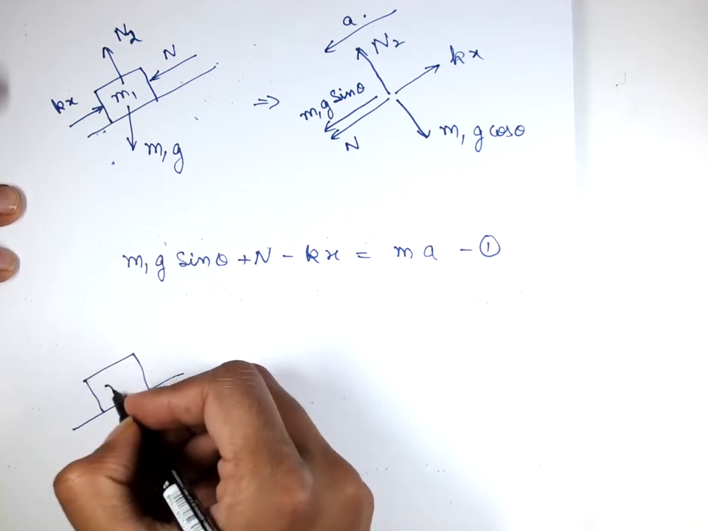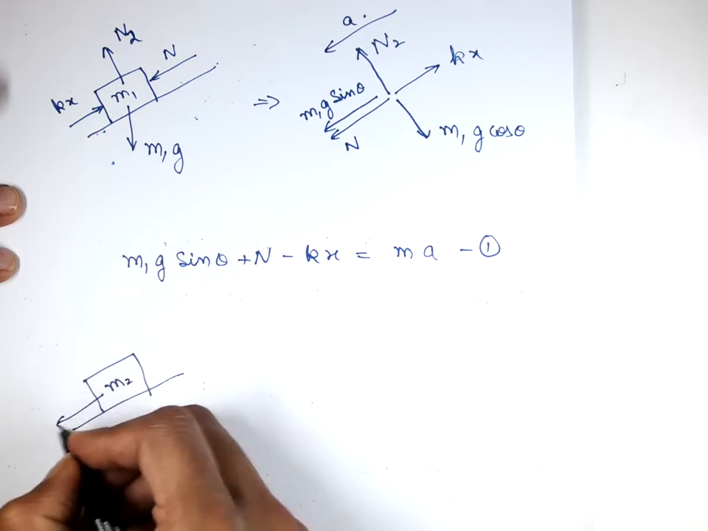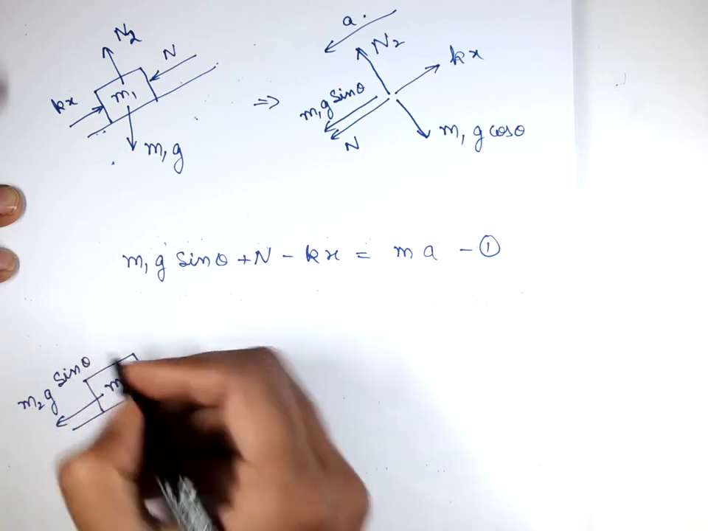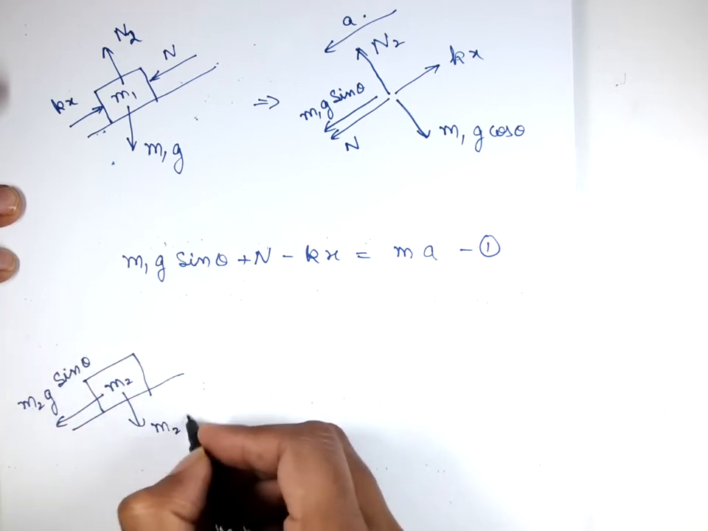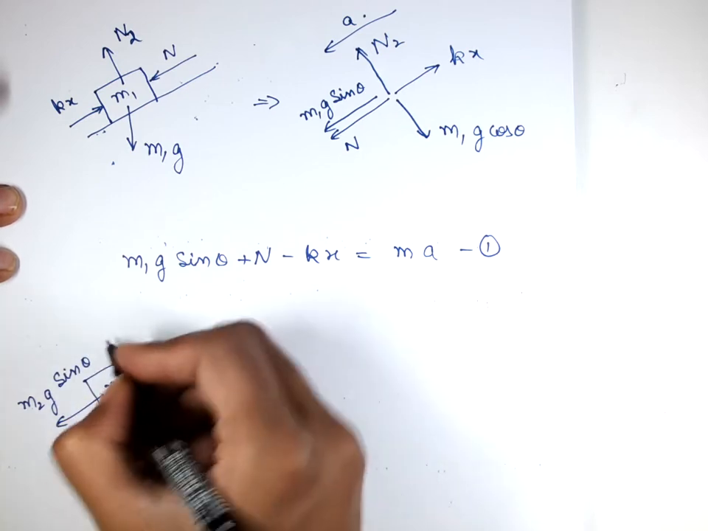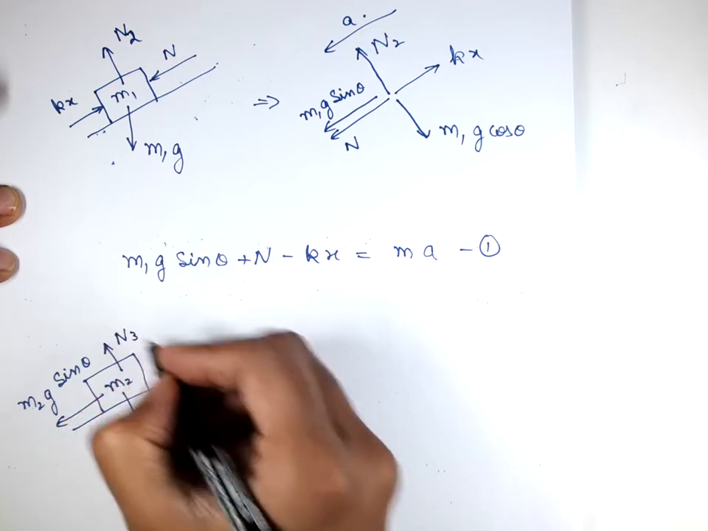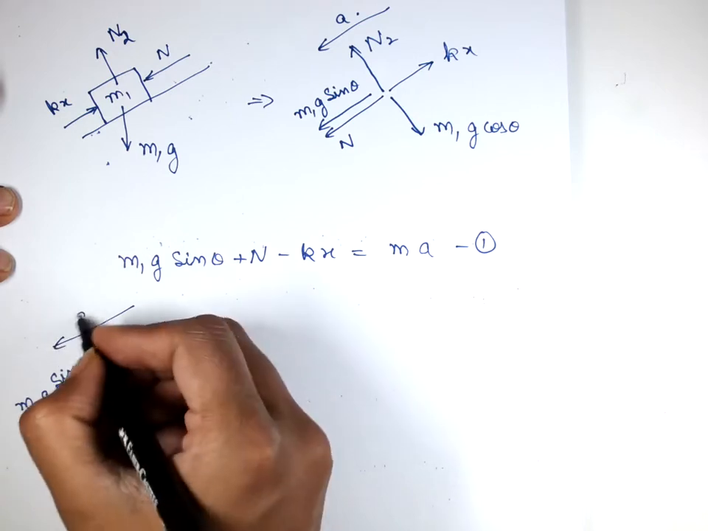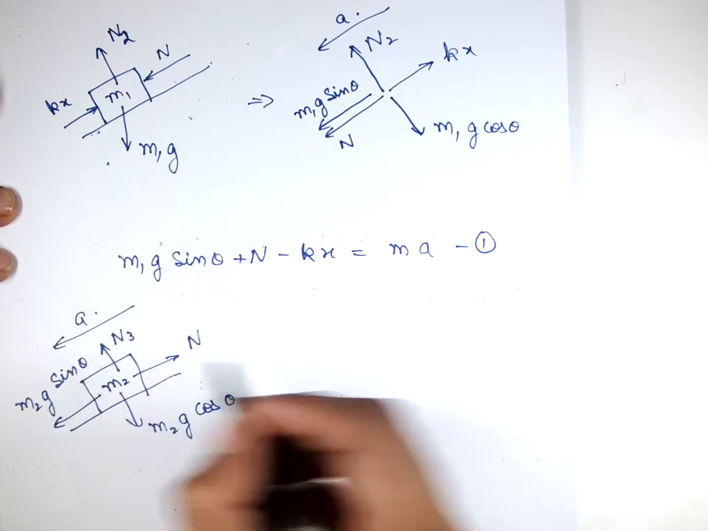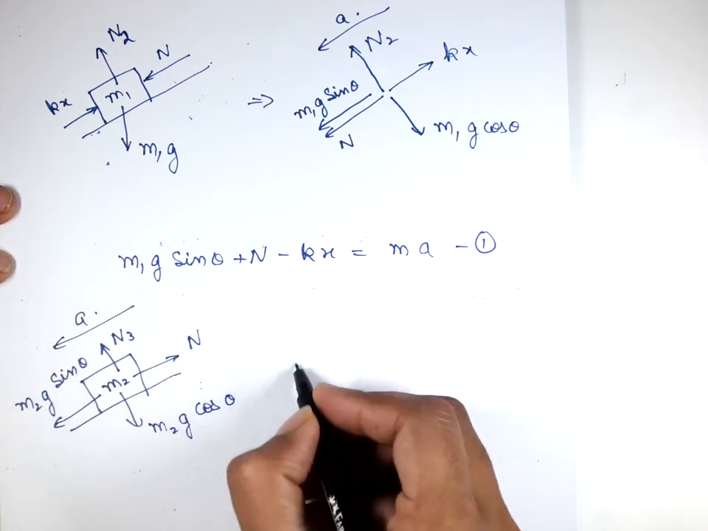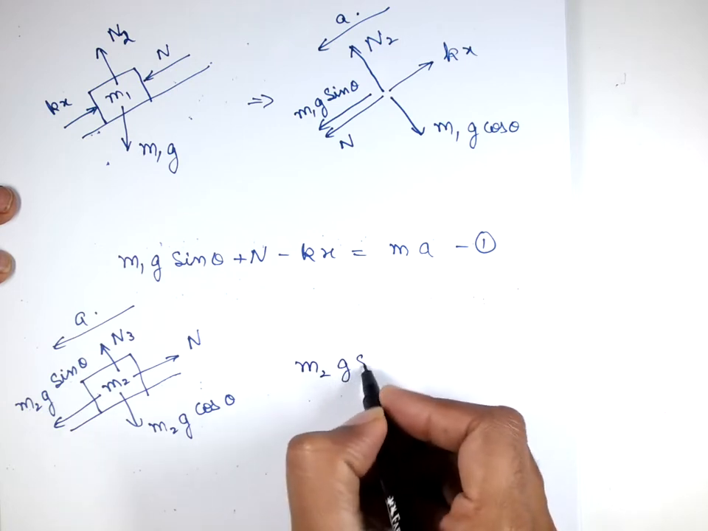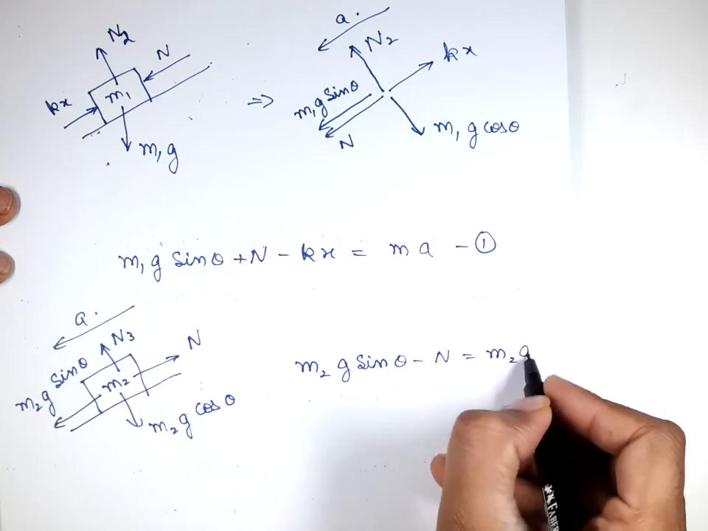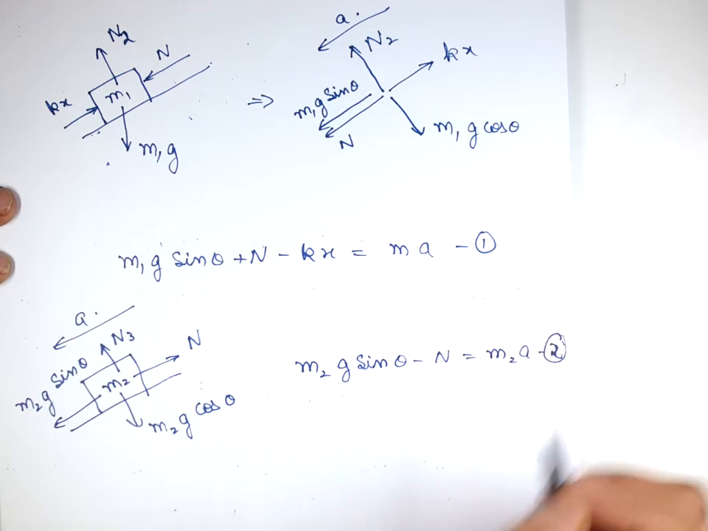If we consider the second block, the mass is m2, so we'll have a force of m2 g sin theta in this direction, then a force of m2 g cos theta in this direction, then a force of N3 in the upward direction, and N in this particular direction. If that block has an acceleration equal to a, this block would also have the same acceleration a, and hence m2 g sin theta minus N can be written as m2 times a. This becomes equation number 2.